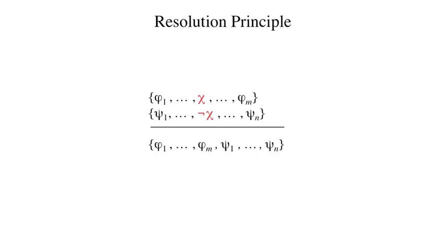This intuition is the basis for the rule of inference shown here. Given a clause containing a literal chi and another clause containing the literal not chi, we can infer the clause consisting of all of the literals of both clauses without this complementary pair. This rule of inference is called the resolution principle, or alternatively, propositional resolution.